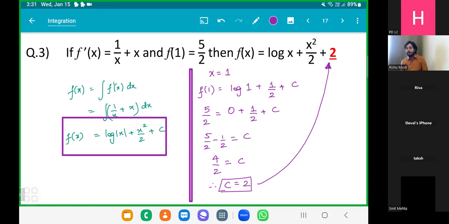Do not write plus c. Understand? If you write plus c, it means that you do not know the function value. But here they had given this part. Had they not given this part, the answer would have been plus c. But since they have given you this part, my value of c will be replaced by 2. So the final answer will have plus 2. Okay, that's the third question.